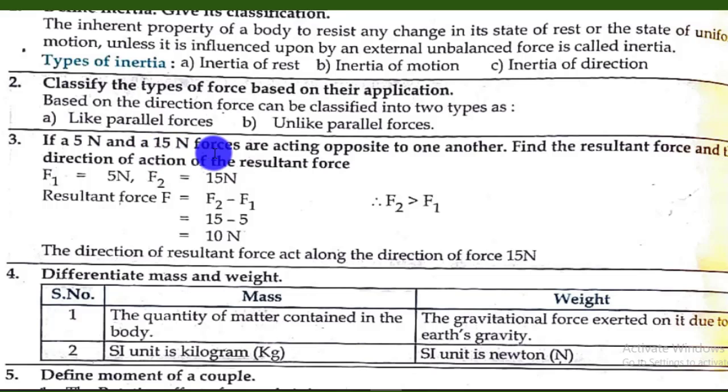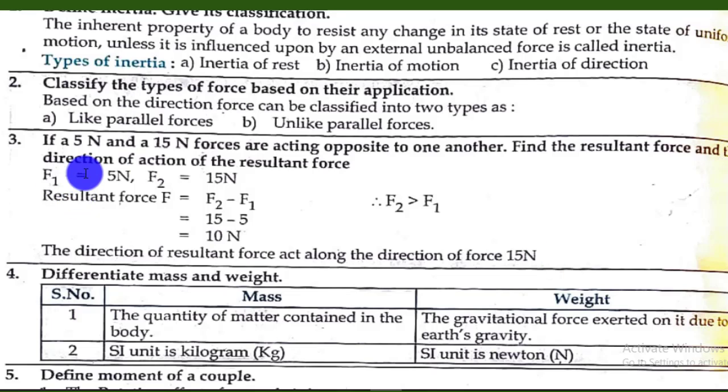If a 5 Newton and 15 Newton forces are acting opposite to one another, note the point. These two forces are acting opposite to one another, and which one is the highest force? Which one is the bigger one? 15 Newton, and the smaller is 5 Newton. So you take F2 as 15 and F1 as 5, because the resultant force acts in the direction of the biggest force. What is the biggest force here? 15 Newton. So the resultant lies along the direction of the force 15 Newton.